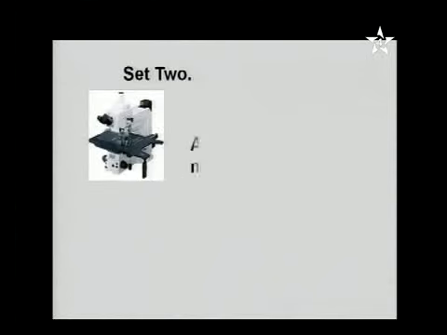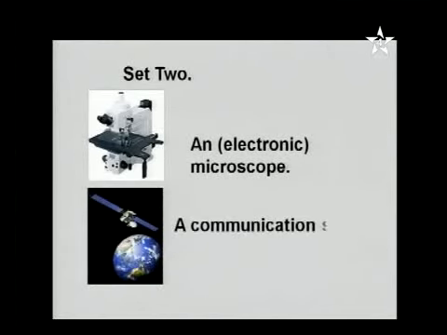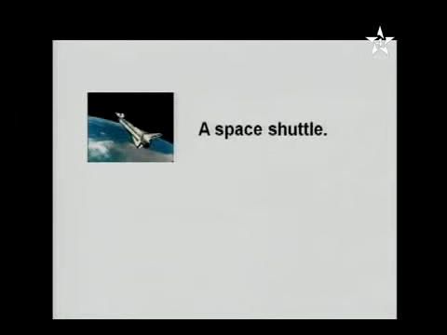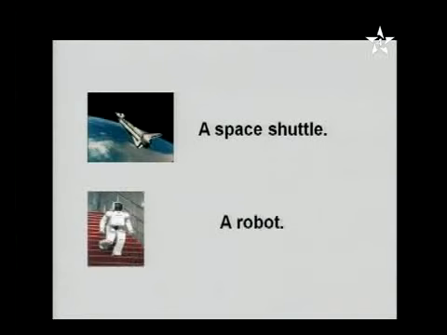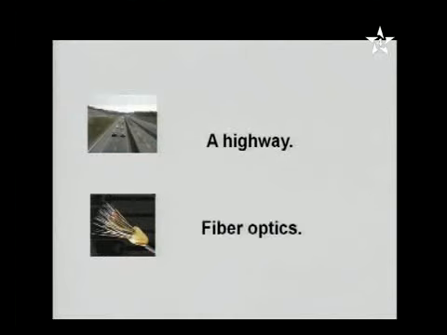Set 2. This is an electronic microscope. Next one, this is a communication satellite. Next, this is a space shuttle. Yes, this is a robot. Good. This is a highway. Next, these are fiber optics.